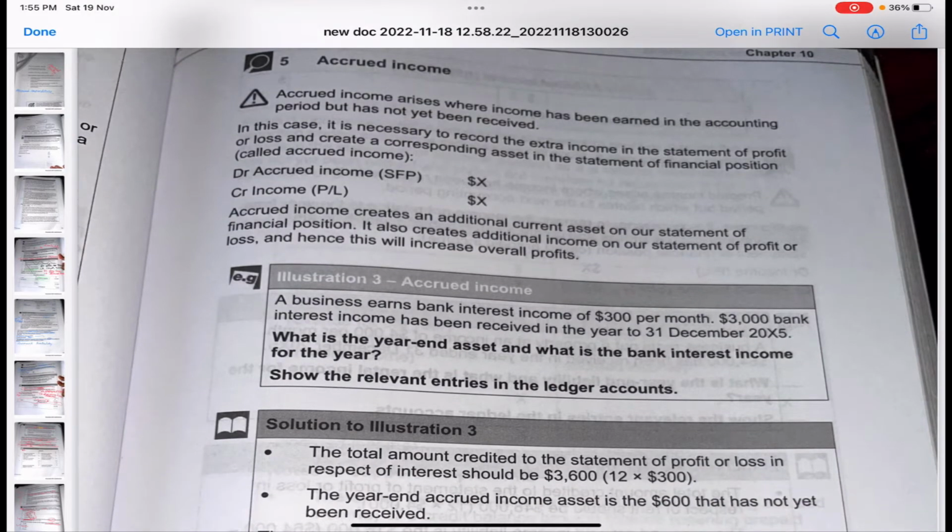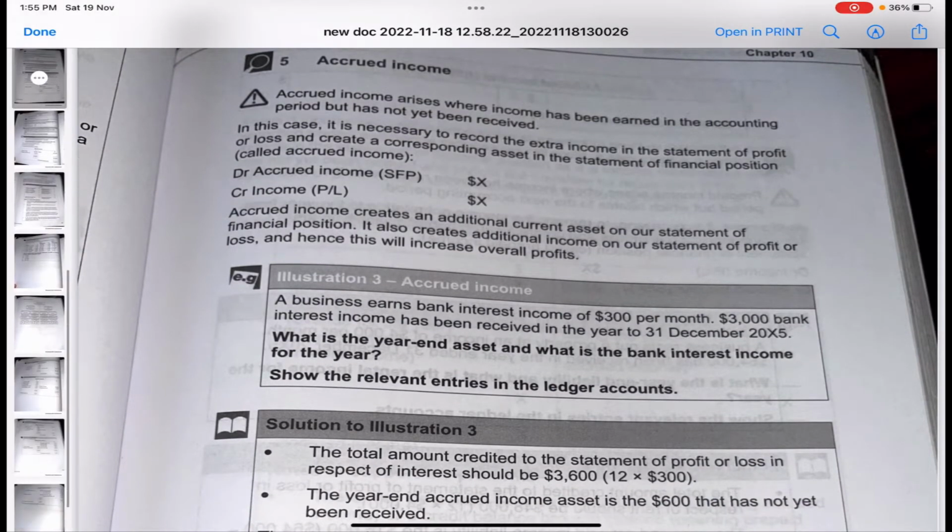Okay, now we are starting with income. Let me give you a minute. Try to read this.